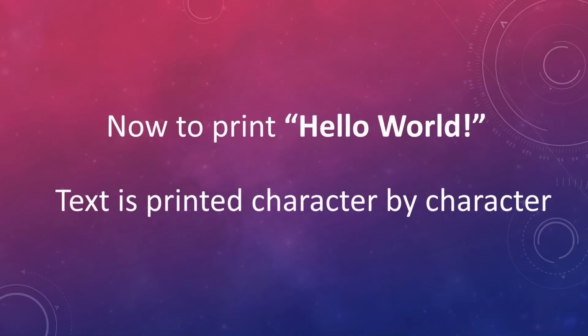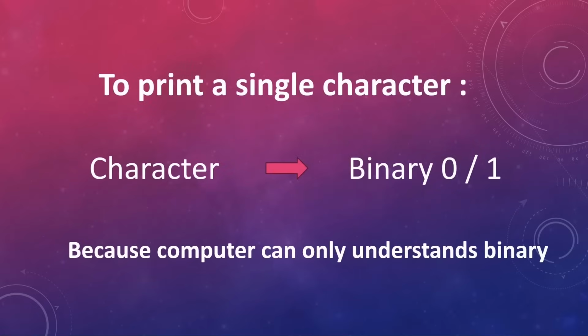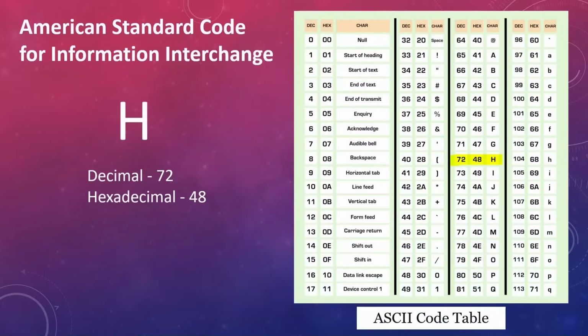So now to print Hello World, text is printed character by character, just like H, E, L, L, O, and then the space is also considered a character, and then W, O, R, L, D, and the exclamation mark. To print a single character, characters have to be converted into binary code because computers can only understand binary code. So this is the ASCII table. ASCII stands for American Standard Code for Information Interchange. As computers can only understand numbers, an ASCII code is the numerical representation of a character in the CPU.